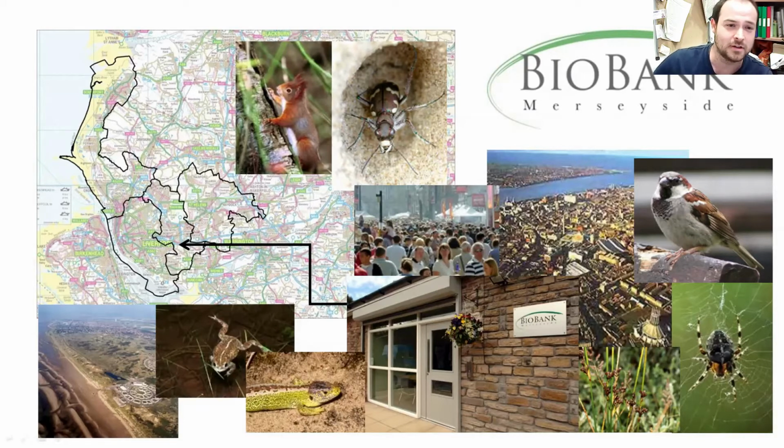As you can see, we've got your typical charismatic species, your red squirrels, dune tiger beetles, absolutely fantastic. But we also have things like the house sparrows, which are a priority species in our area, and also other things like spiders and the like, which are often very under-recorded, but are still really important to gather data on throughout our area.